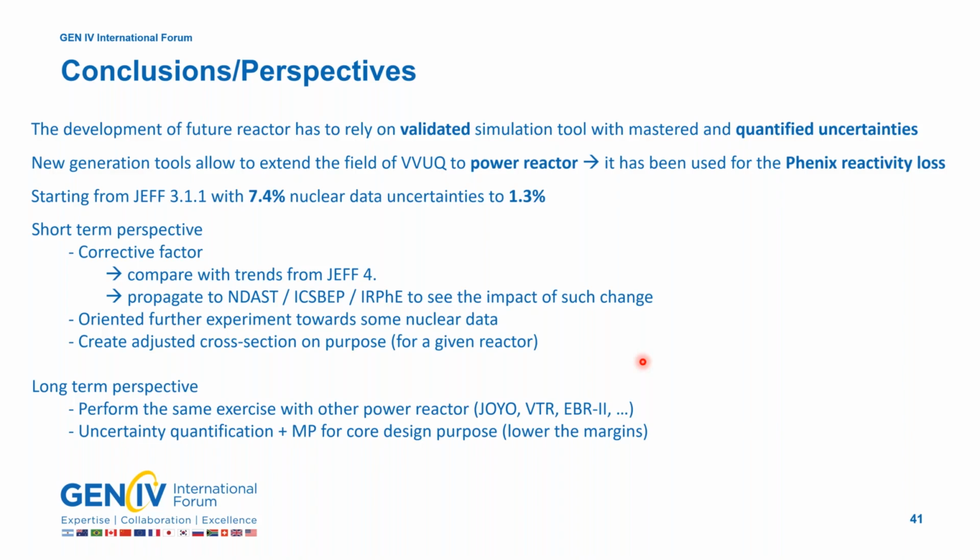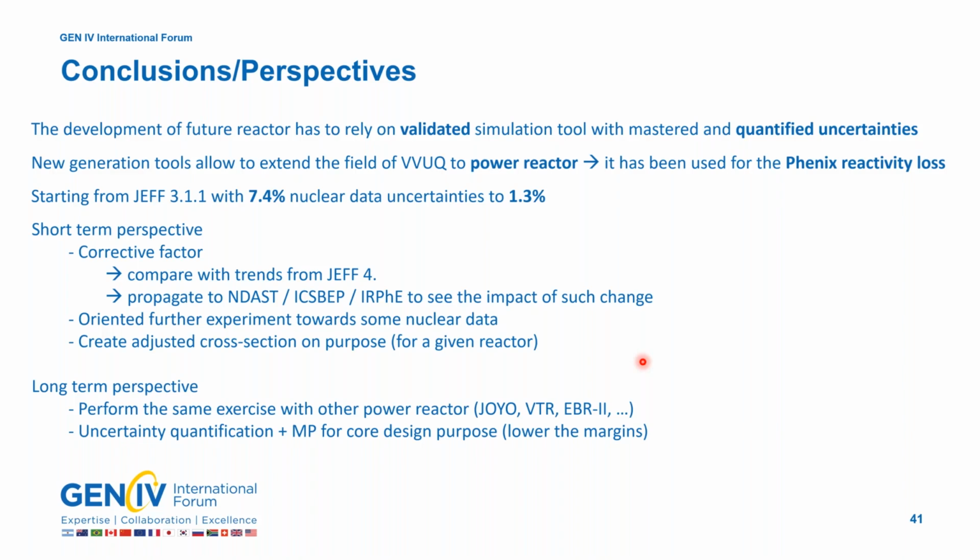For example, if the uncertainty of the capture of plutonium 240 is too high in a given energy range, we can orient some microscopic experiments to reduce the specific uncertainty, and probably also create adjusted cross-sections, as I said, for engineering purposes for a given targeted reactor. So, for example, for a future design based on sodium technology, we could use this experimental feedback to have a dedicated nuclear database based on the adjustment with the Phenix experimental feedback.